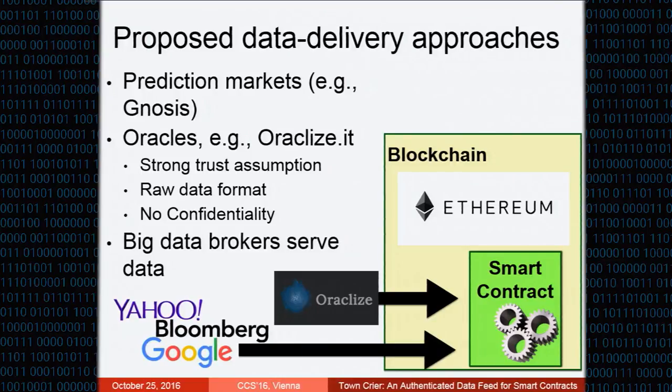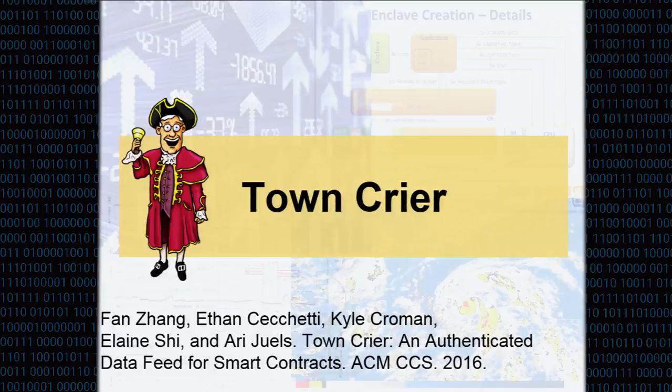It is also possible that big data brokers, such as big companies, will set up their own data feed. But first of all, this hasn't happened yet. And even if this happens, we will probably have the problem of fragmentation, meaning you have to go to different sources for different information. And it's hard to say whether you will have any confidentiality in these services because there's simply no one available yet. So none of the existing solutions is entirely satisfactory.